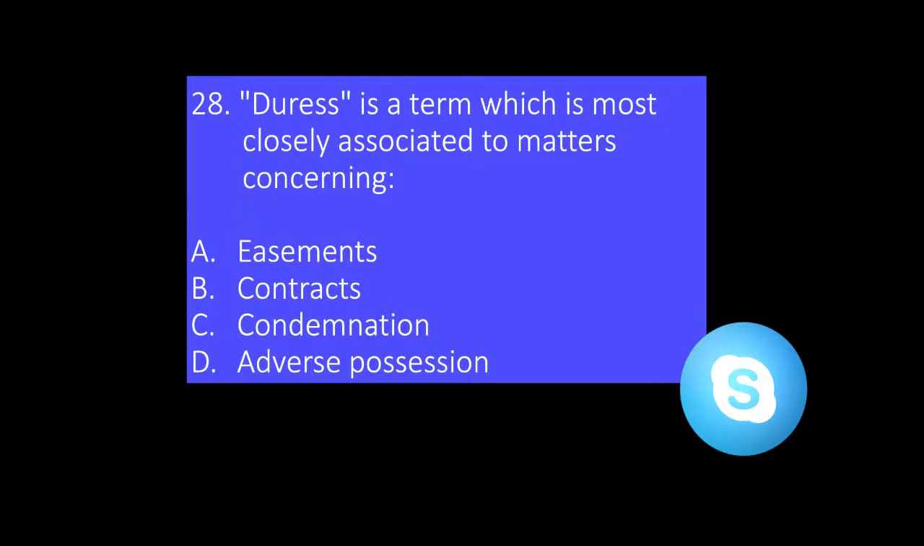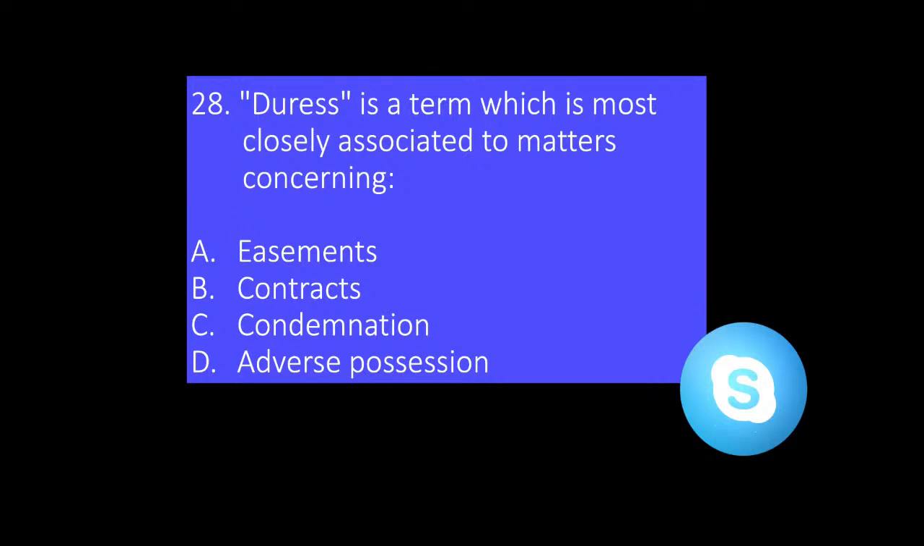I don't know. Condemnation or what? Well, first of all, do you know what condemnation means? If it's a strange word, do you want to accept that? No. So you want to eliminate C, is that right? Yes, so I have A, easement. Duress has something to do with easement, is that right? Duress has nothing to do with easement. So what's your answer choice? I have no choice.